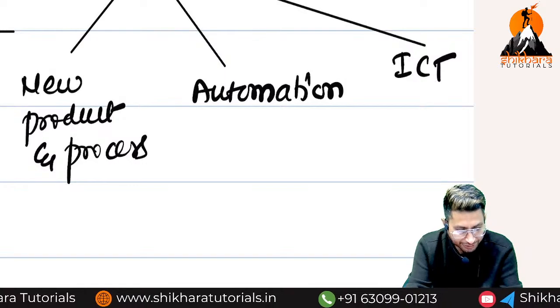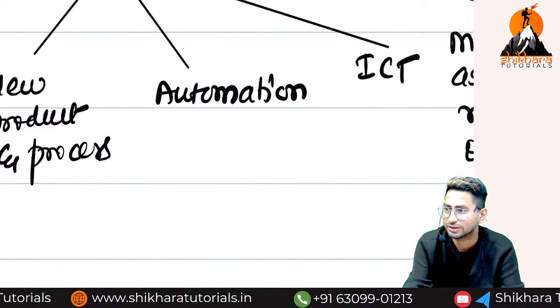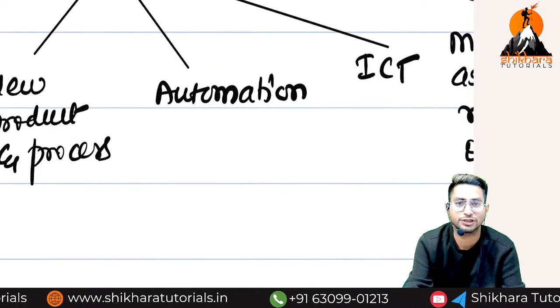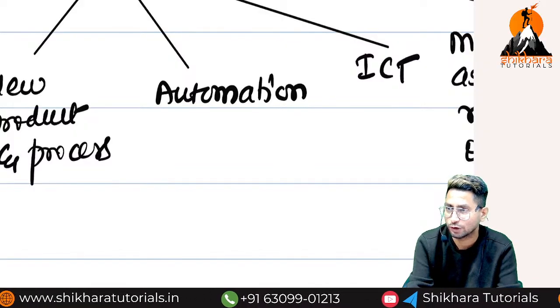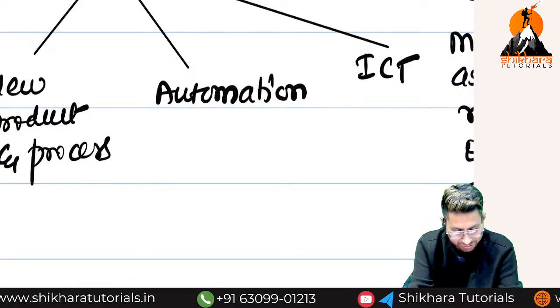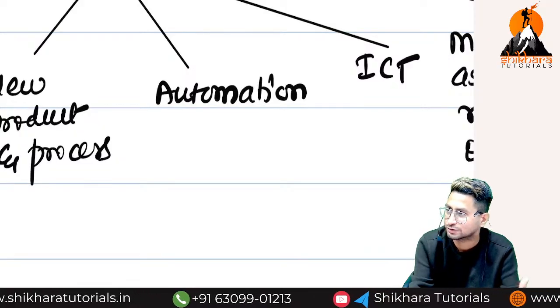Then comes what? ICT. Use ICT in your business. ICT means information and communications technology. Internet is there. World Wide Web is there. AI is there. Start using it in your business. Then only your business will develop.